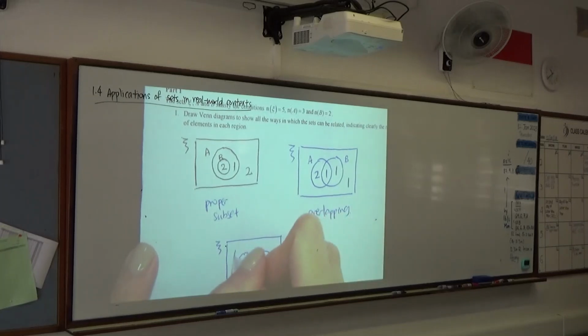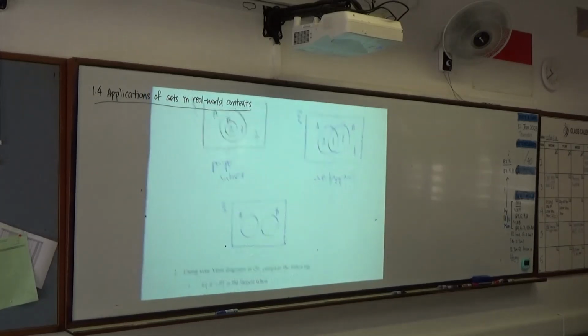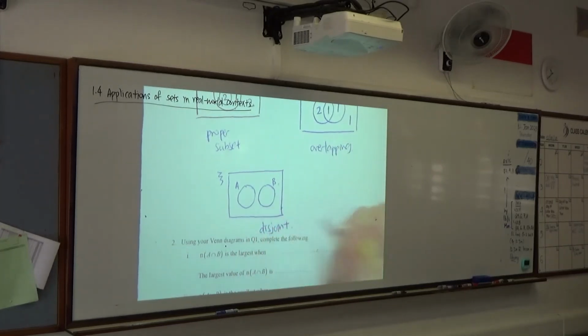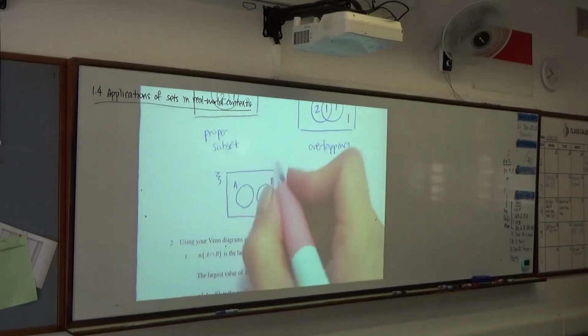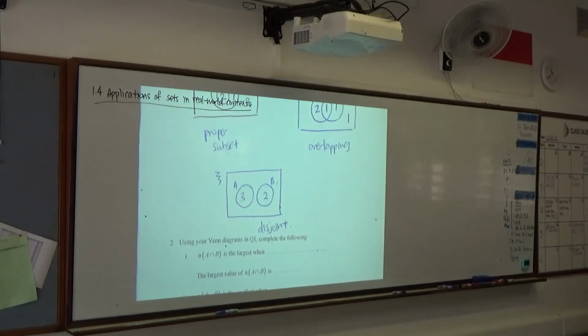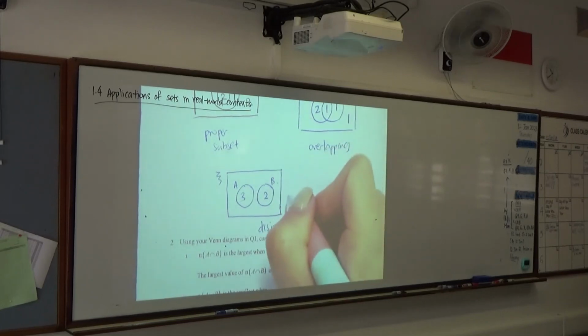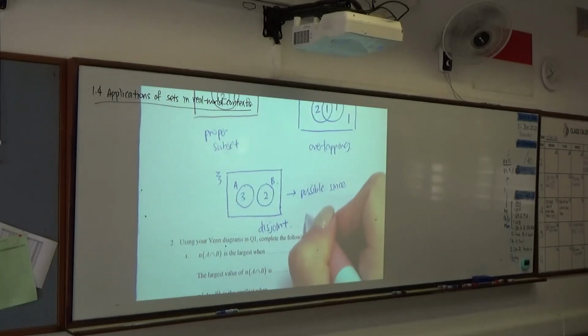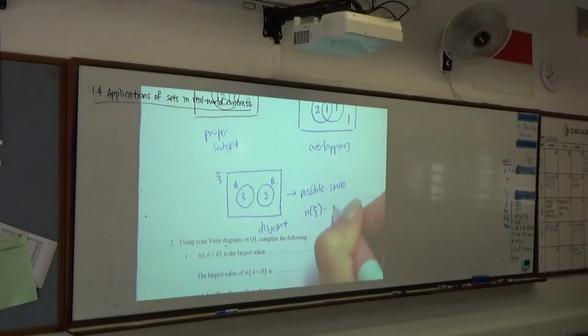Let's look at whether it is even possible in the first place. So this is the disjoint one. For disjoint it is simple, we are just putting in the numbers because there's no overlaps at all. So number of elements in B will have to be 2. A will have to be 3. It is possible because in total it does add up to 5. So just putting in a note over here: possible since number of elements in total is equal to 5.